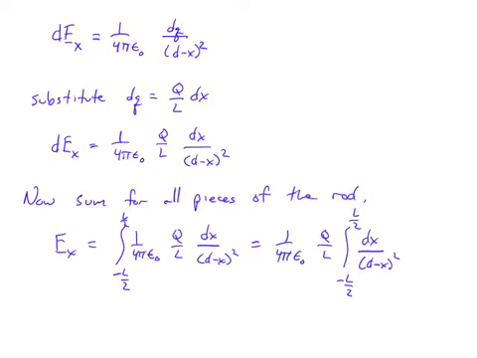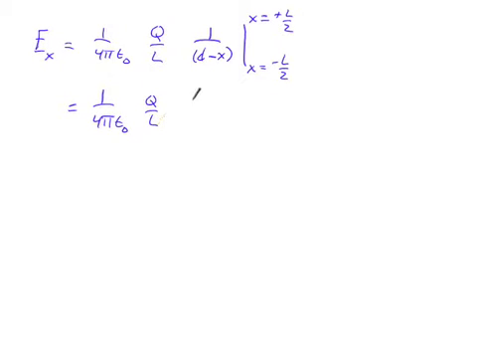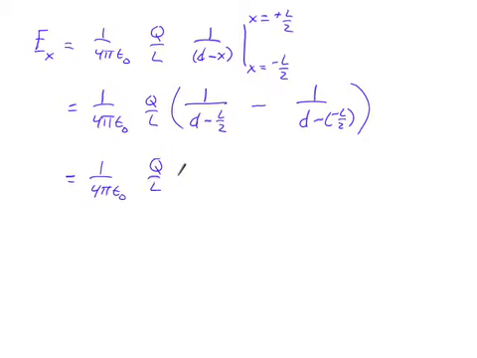Then you must integrate the quantity 1 over d minus x squared. You can use your calculator or substitution to do the integral. Remember that this is a definite integral, so you must substitute the limits of integration. Make sure that you keep track of those negative signs, and then simplify the expression.